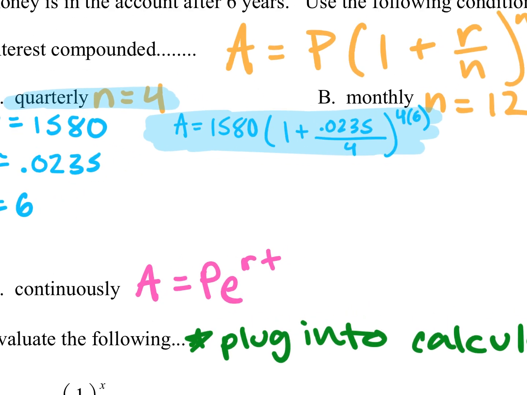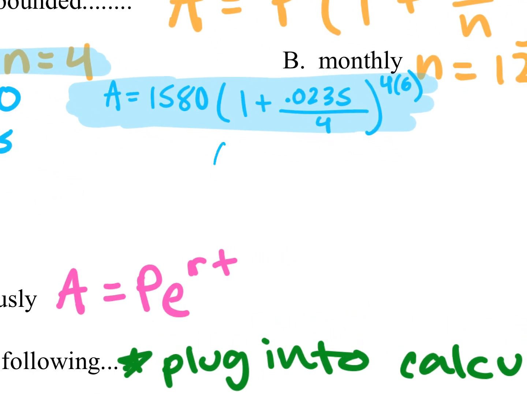All right, so let's plug this into our calculator. I always like to do the exponent first. So 4 times 6 would be 24. And then we can do inside the parentheses. Inside the parentheses, we have to divide before we add. So 0.0235 divided by 4, and then plus 1. You'll get 1.005875.